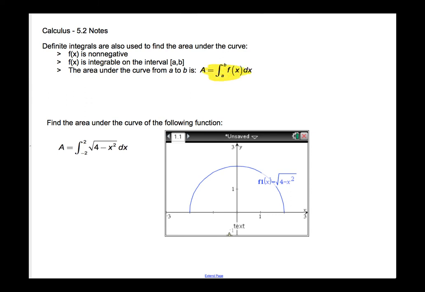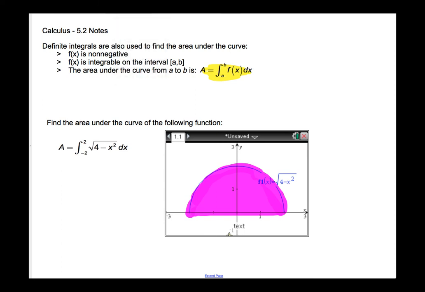Find the area under the curve of the following function. Well, looky here. We've got 4 minus x squared dx, okay? And here's a graph of what it looks like, and we want to find the area in this spot right here under the curve. So we want to find all the area that's under here. Well, pay attention to what you're looking at here. We've got a semicircle, okay? So how do you find the area of a semicircle?